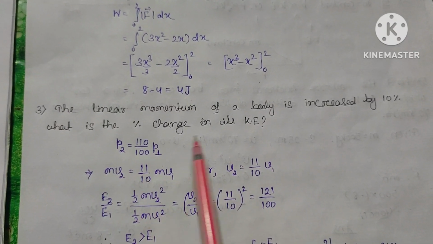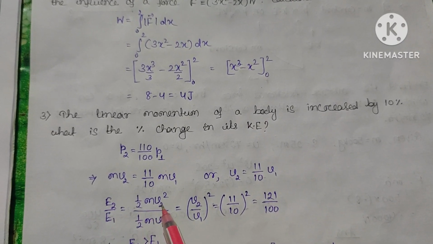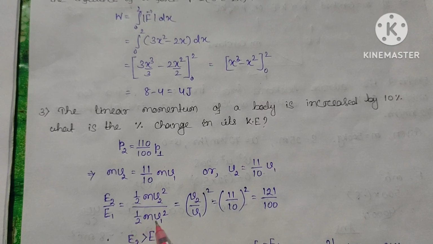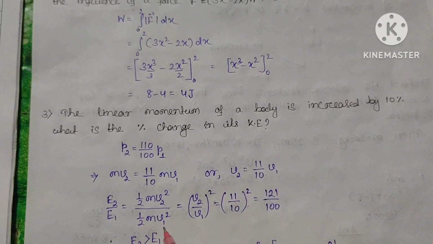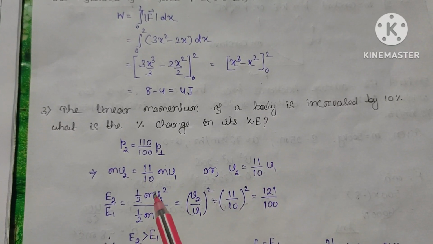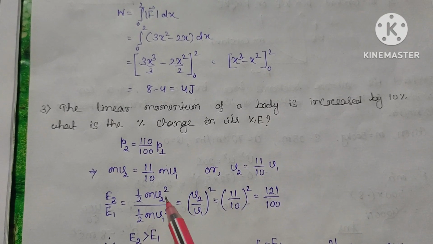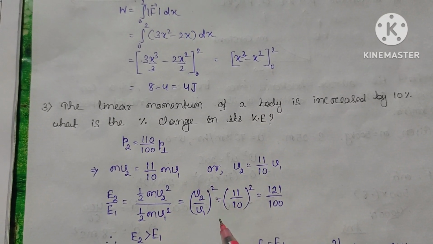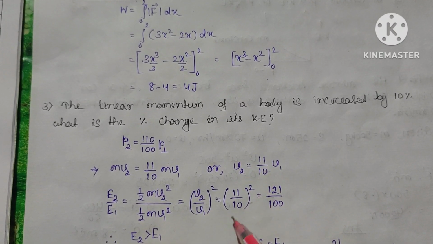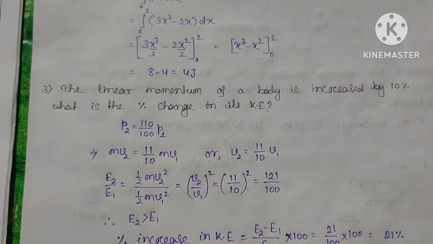So what is the percentage change in its kinetic energy? Kinetic energy equal to half mv square. So E2 by E1 will be equal to half mv2 square divided by half mv1 square, where v1 is the original velocity and v2 is the changed velocity. By cancelling half m in the denominator and numerator, we will get v2 by v1 whole square. Since v2 by v1 is 11 by 10, that is 121 by 100.